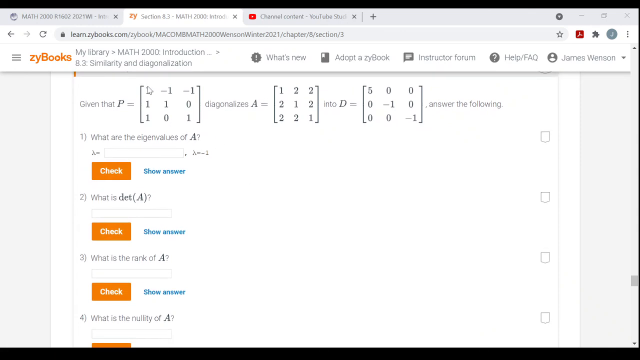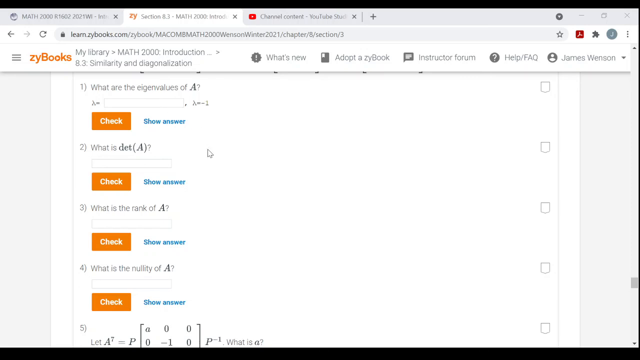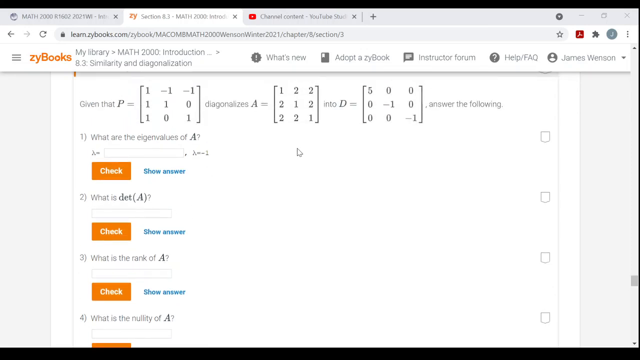Alright, now here again they put them in the other order so that 5 is first and then you got two negative ones. See how they put the 1, 1, 1 first? I put it in the third column, whatever. What would be the determinant of A? Remember, this was mentioned, I think, back in section 8.1. Remember, the determinant of a matrix is the product of the eigenvalues.